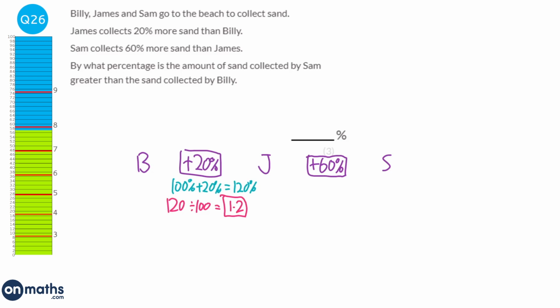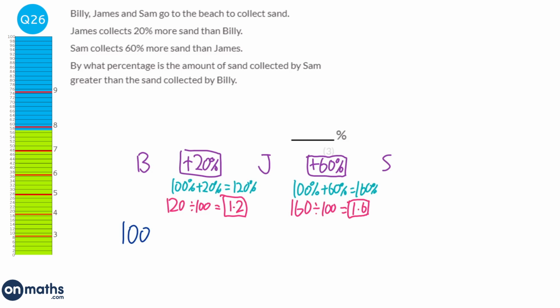Do the same for James to Sam. So start off with 100%, add 60, is 160%. Then just make that a decimal, so 160 divided by 100, 1.6. So if we multiply anything by 1.6, it will increase it by 60%. Now it says, by what percentage is the amount of sand collected by Sam greater than the amount of Billy? So what we're going to do is start off with Billy being 100%.